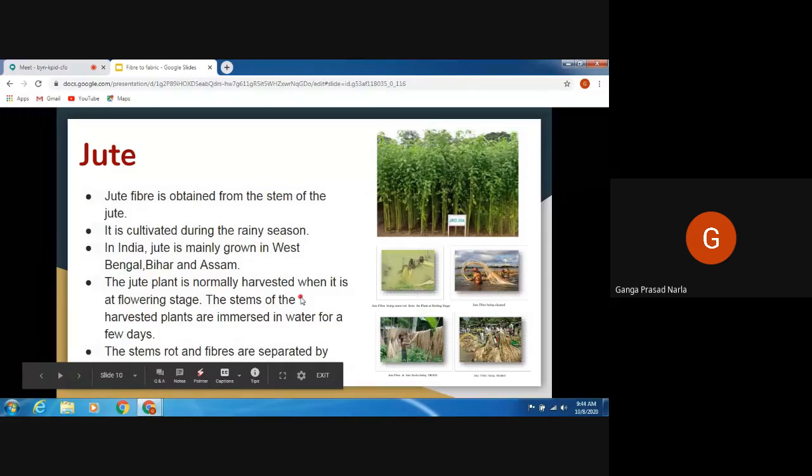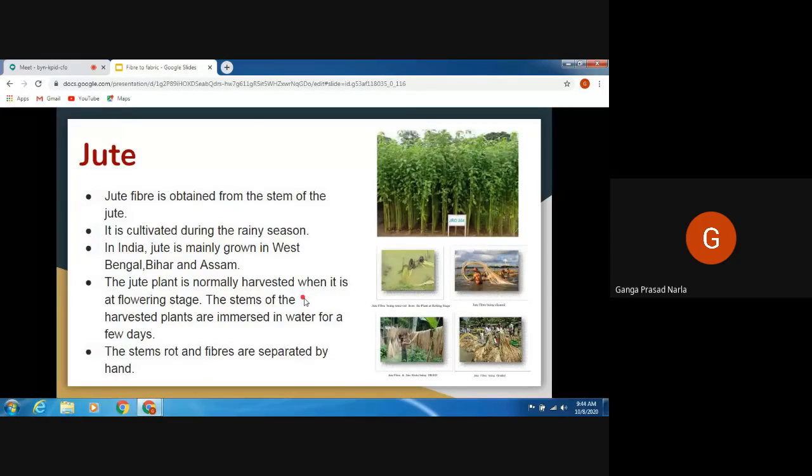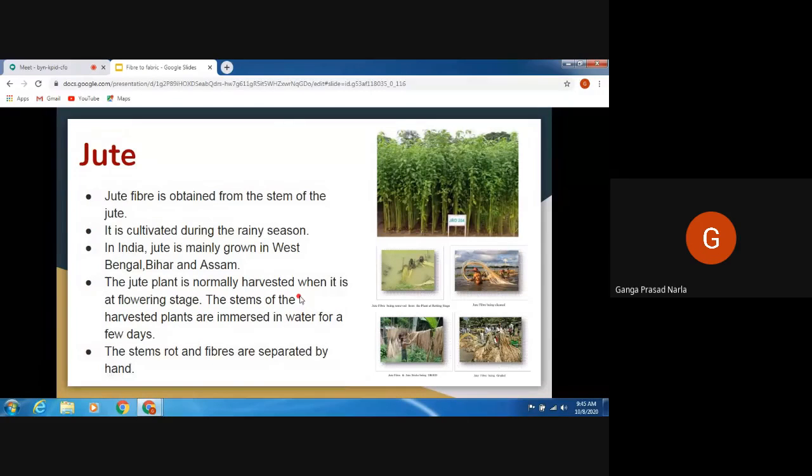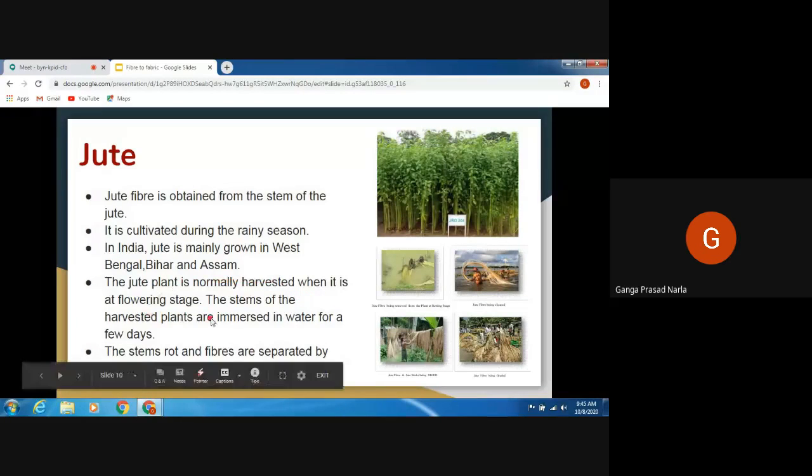Could you repeat it? So it will come from there, from Bihar. Yes. So the jute plant is normally harvested, which means cut, when it is at the flowering stage, meaning when flowers bloom, then they cut it.